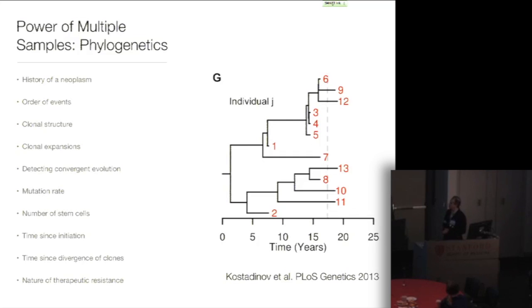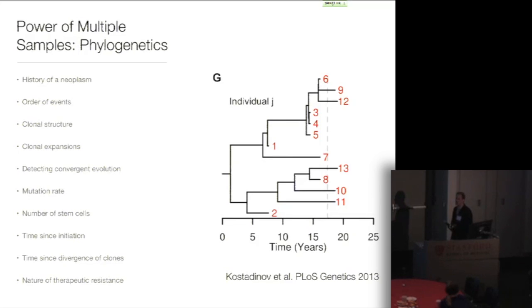You can actually measure the mutation rate from a phylogeny, and I'll talk a little bit more about that later, if you have at least two time points. You can measure the population size, so in this case the number of cancer stem cells. You can estimate the time since initiation if you have a rough molecular clock that you're building your phylogeny from. You can then time the divergence of particular clones if you're interested in it, and also look at the nature of therapeutic resistance.